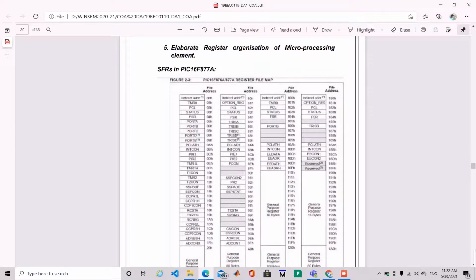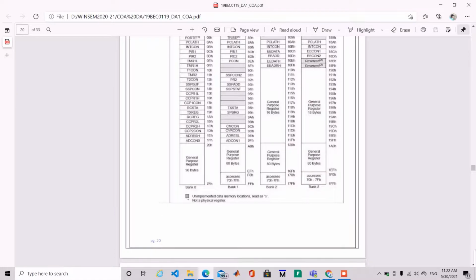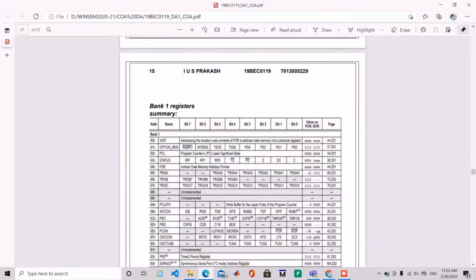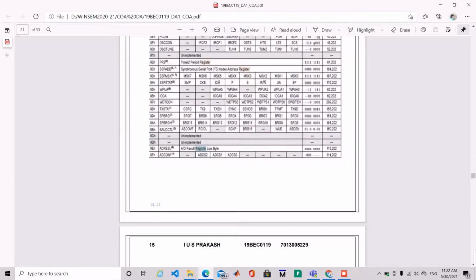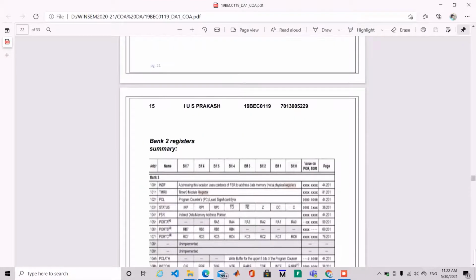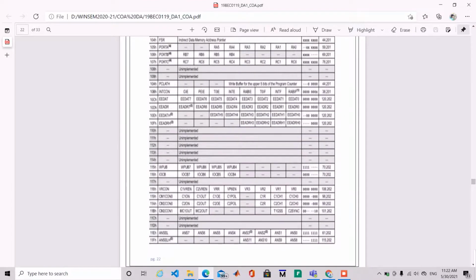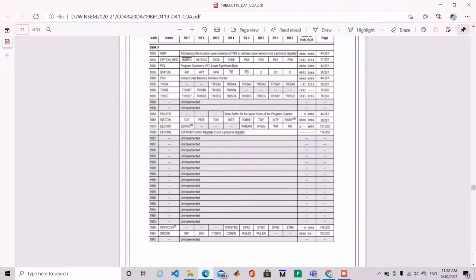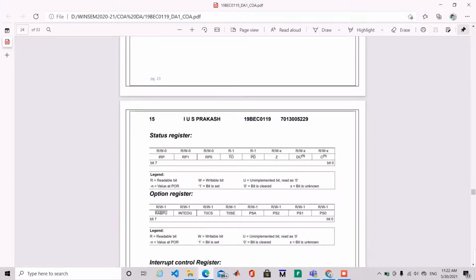And here these are the SFRs in a PIC 16F877A, and this is the register file map of the SFRs. Here unimplemented data memory locations read as 0, and it is not a physical register. And this is the bank 1 register summary. And this is the bank 2 register summary. It was from 100H to 11FH. And the bank 3 register summary is from 180H to 19FH. And the status register map and the option register.